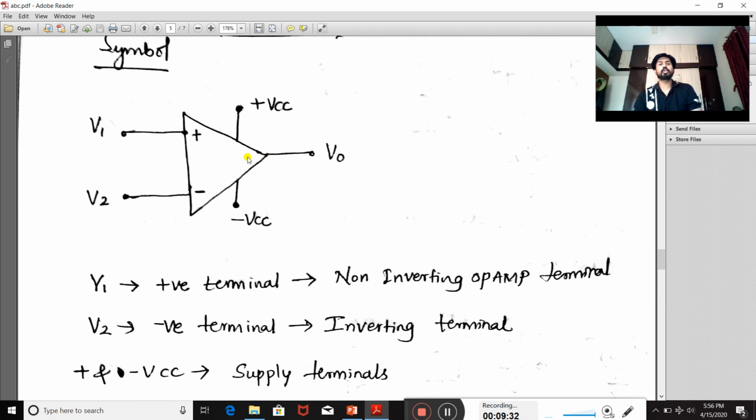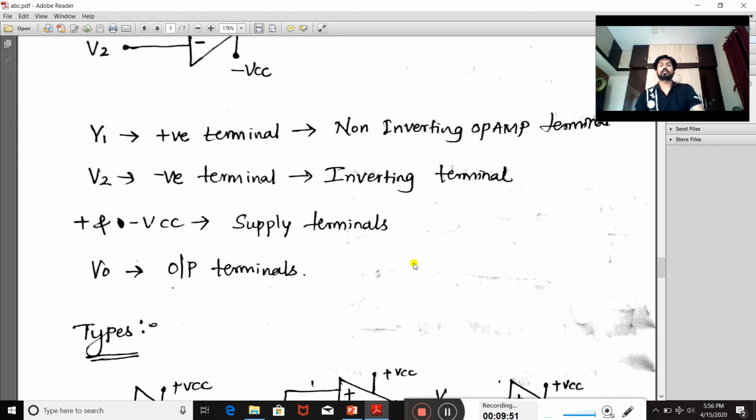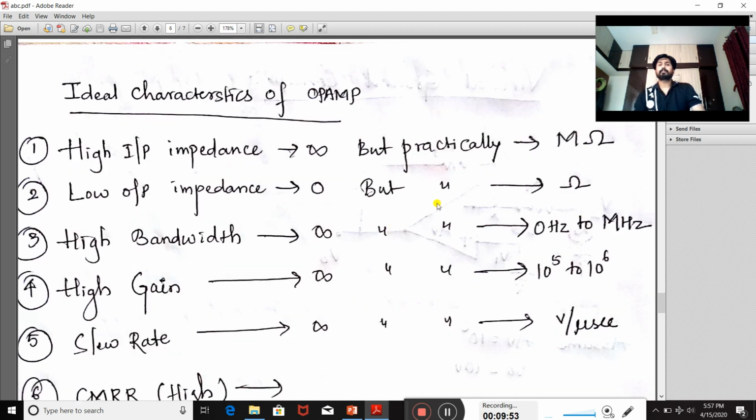If it is 0, then the output voltage we get will be maximum. If there is a high resistance, then some voltage drop takes place here, and the voltage at the output decreases. That is not an acceptable value. Hence this output resistance should be 0, and practically we get it in terms of ohm.